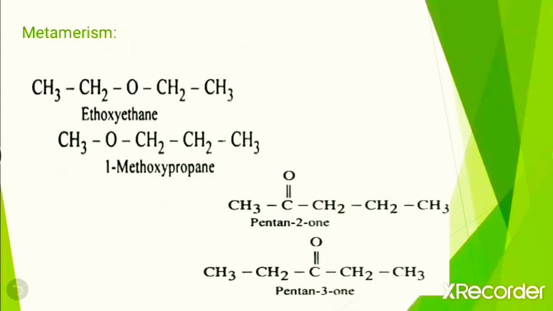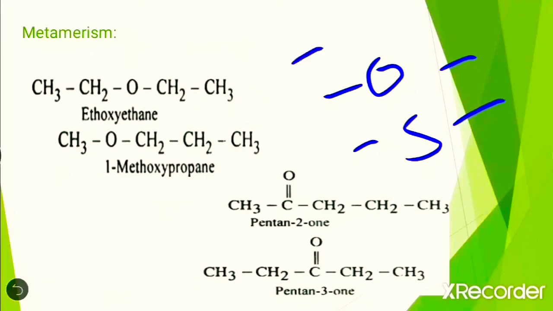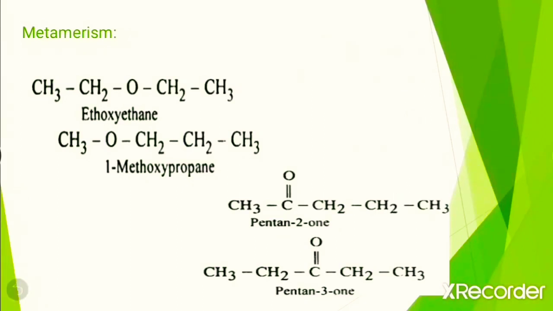So moving on to metamerism. What is metamerism? Metamerism is a type of isomerism in which compounds have the same molecular formula but different alkyl groups on either side of the functional group. It is only possible with bivalent groups such as oxygen, sulfur, NH, CO, etc. We will see some examples.